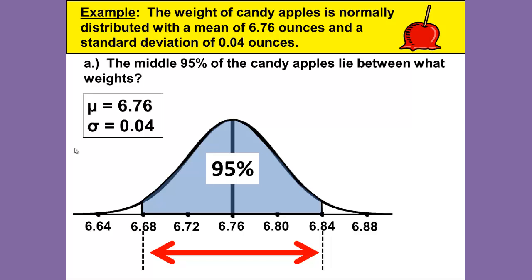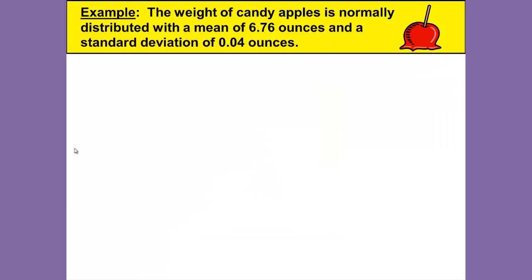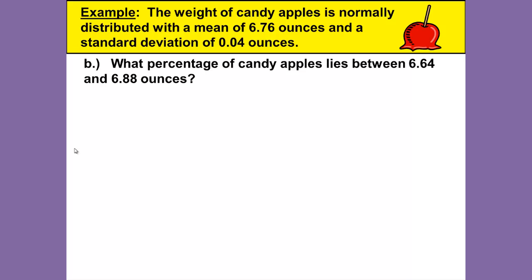That then gives us 6.68 and 6.84 as our answer, and we can answer that the middle 95% of the candy apples lie between 6.68 and 6.84 ounces. Part B says what percentage of candy apples lie between 6.64 and 6.88 ounces. In this case, it gives us numbers.